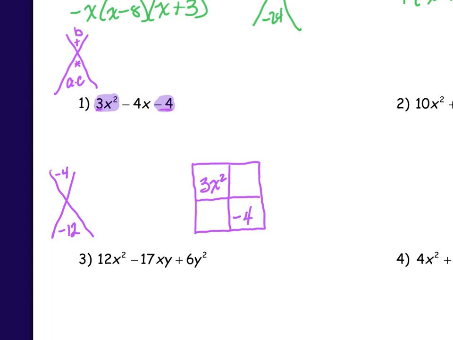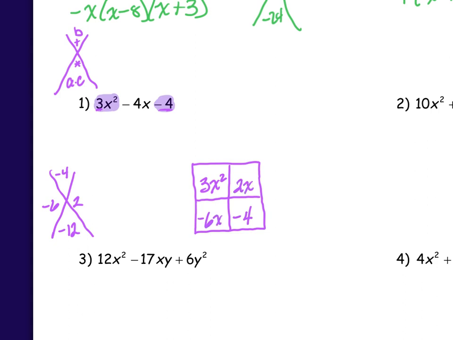3 times negative 4, so negative 12. Now I'm going to do the same thing. What multiplies to be negative 12 and adds to be negative 4? Well, I think that's going to be negative 6 and 2. Yeah, that's right. So it doesn't matter where I write them. So I'm going to do negative 6x and 2x.